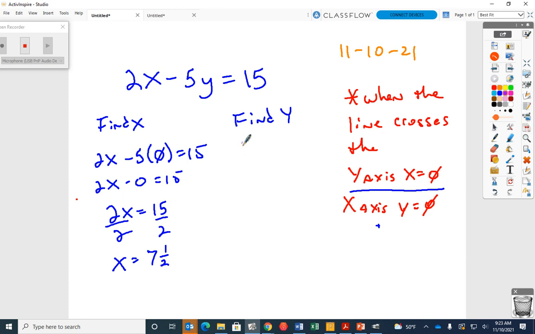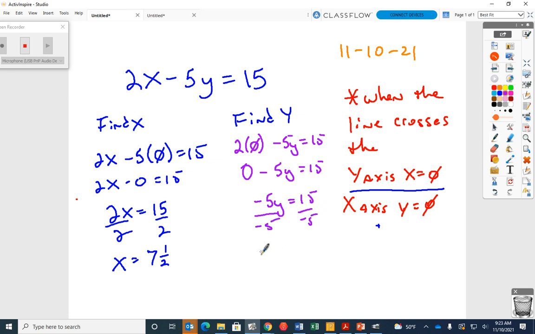Okay, so if I find y, what does my x have to equal? Everybody, what does my x have to equal? 0. So I have 2 times 0, I'm replacing the x, minus 5y equals 15. Well, what's 2 times 0? 0 minus 5y equals 15. All that's left here is what? Negative 5y equals 15. Well, if I divide each side by negative 5, what do I have? Y equals what? Negative 3. Am I good to graph now? Yes, I am.